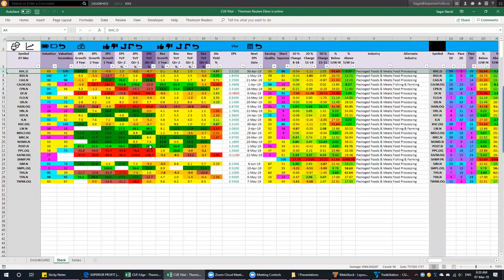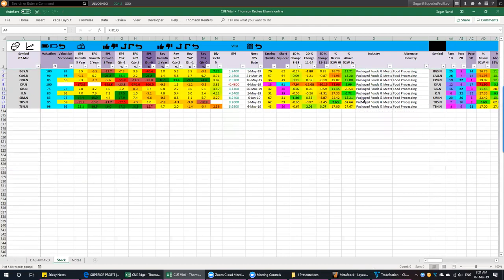However, if we look through the peers, and this is a very important step in trading that makes sense, that before taking a trade, we do a peer analysis to see, is there another stock that is better? Sometimes we may start with KHC, but end up with another stock. I can see there are several stocks which are value stocks. Let me look at only the value stocks in this industry, packaged foods and meats. These are the value stocks.